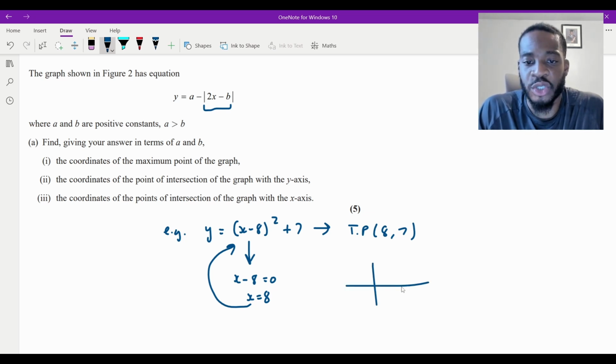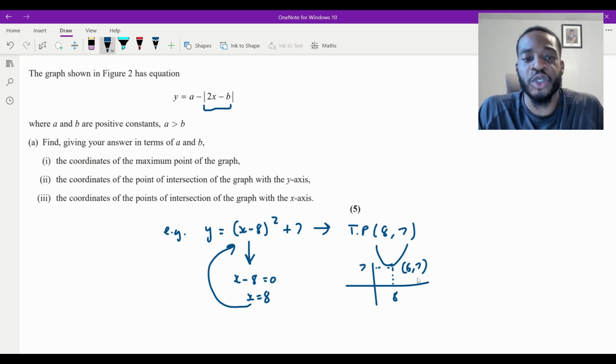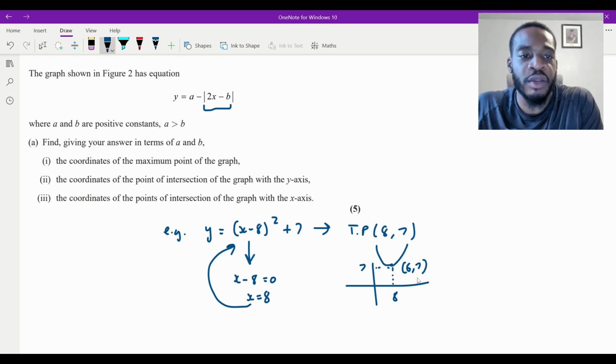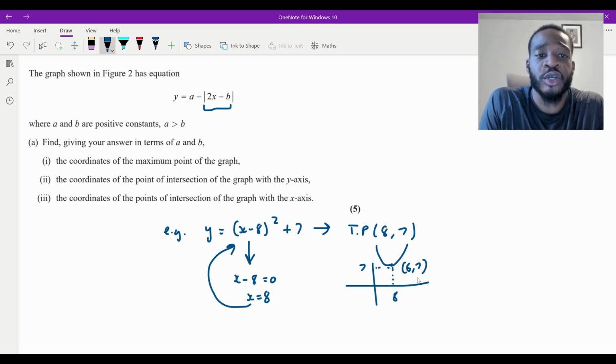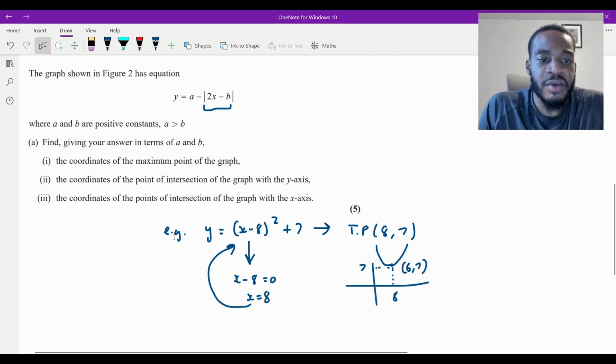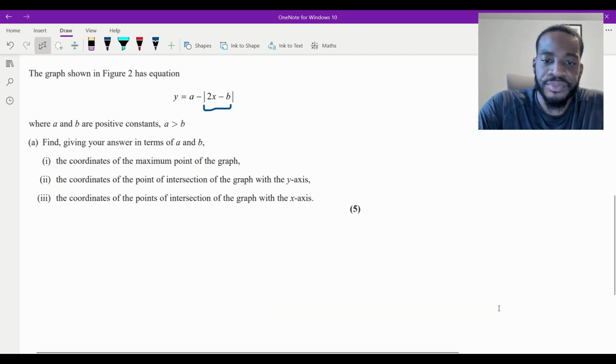And obviously, if I was to sketch this graph, it will look like this, isn't it? Let's say 8 is there. Let's say 7 is there. And it'll just look like that. And the coordinate will be 8, 7. So just a rule of thumb, if you ever see these types of questions and you want to look for the vertex or the turning point of these types of modulus functions, just set the thing inside equal to 0. So with that being said, let me get rid of this and then actually do it.